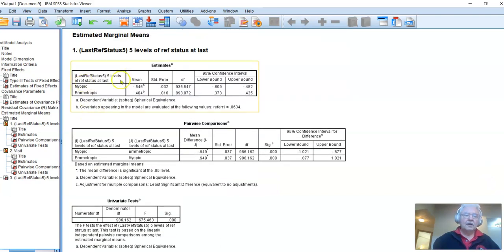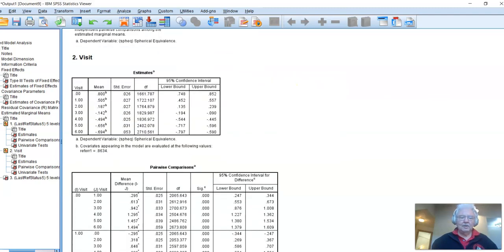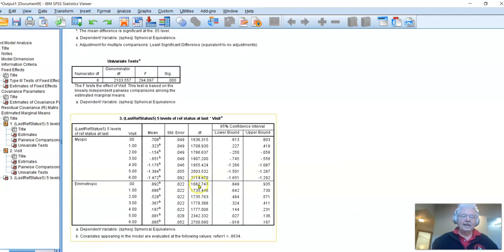Here it is. Refractive status. So this is the average, collapsed across visits. This is the average myope in diopters across all visits, minus 0.5. That makes sense. It's a negative, and they're myopic. And it's 0.4. But remember, they started out hyperopic, so they're not really myopic in this overall average. So what you want to really look at is the interaction term, which gives the myopes separate from the emmetropes.